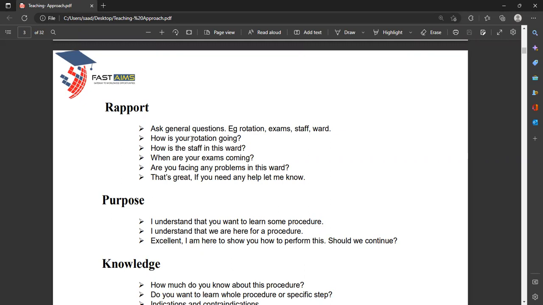Okay. So these are the questions that are necessary to build a rapport. It also shows the examiner that you have understood your task. You have read the task outside the room.